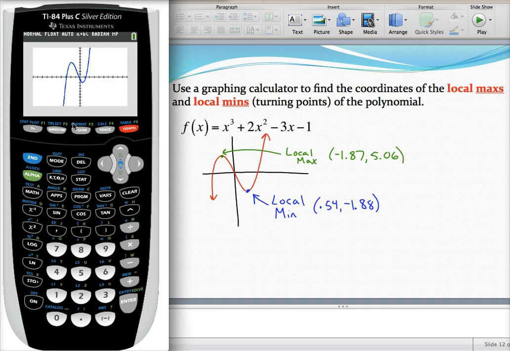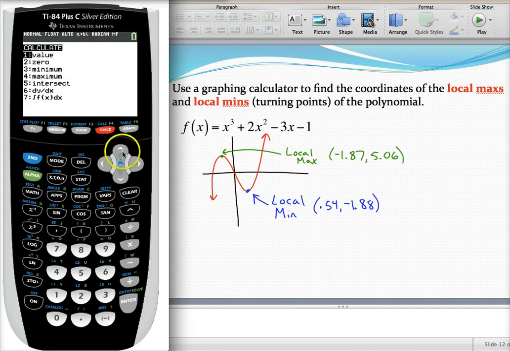It's the same thing we did with parabolas a while ago, if you remember that. So max and min is located under the calculate menu, so select second trace. It doesn't matter which one you find first, let's find the maximum first, I suppose. So select maximum. Make sure you do pick the right one. Don't select minimum if you're trying to find maximum.